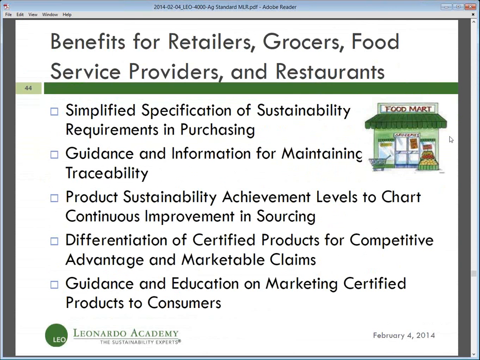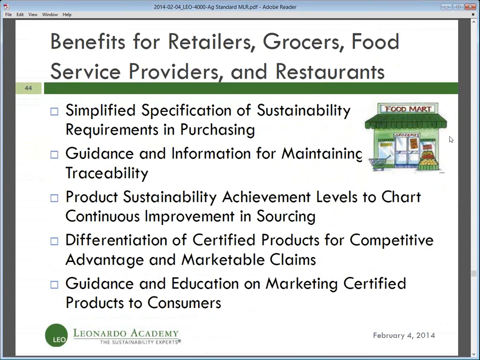Benefits for retailers, grocers, food service providers, and restaurants are similar. You'll have the simplified specification of sustainability requirements in purchasing. You can just tell your purchasing agent that you want Leo 4000 products.